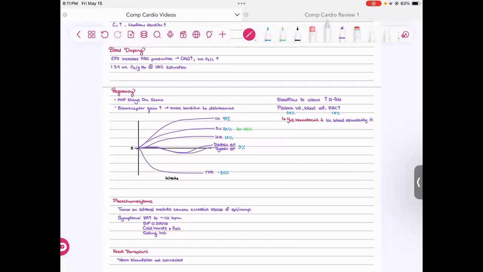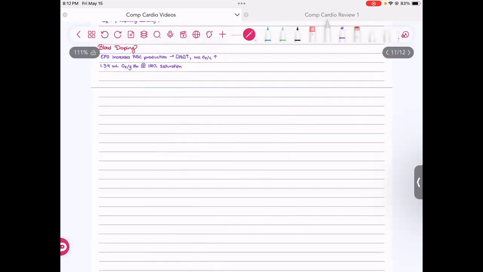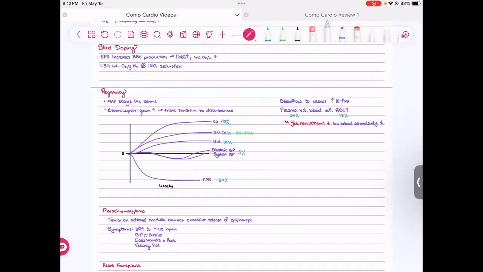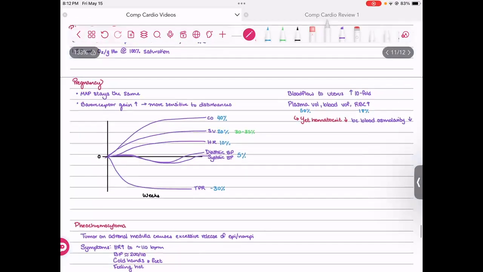Pregnant people also undergo significant changes throughout the course of pregnancy. So the mean arterial pressure stays the same, but the baroreceptor gain goes up, so that it's more sensitive to disturbances. You can see here that the cardiac output goes up by about 40%, stroke volume goes up by between 20 and 35%. I saw conflicting information there. The heart rate goes up by about 10%. Diastolic and systolic blood pressure both go up by about 5%. Notice that these dip throughout the pregnancy towards the middle of the pregnancy, then towards the end they rise again. And then the TPR goes down by about 30%.